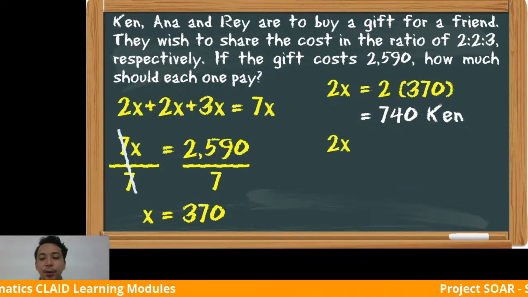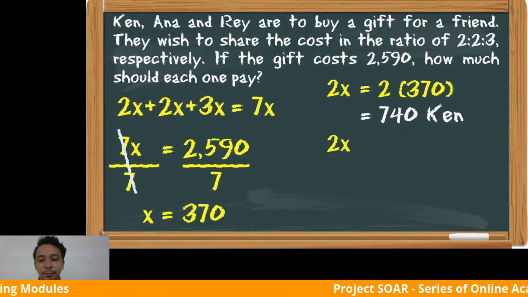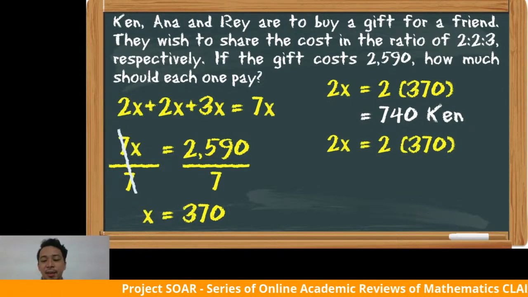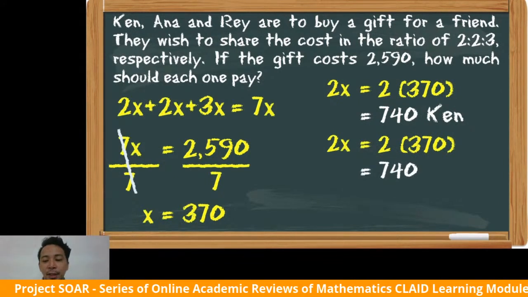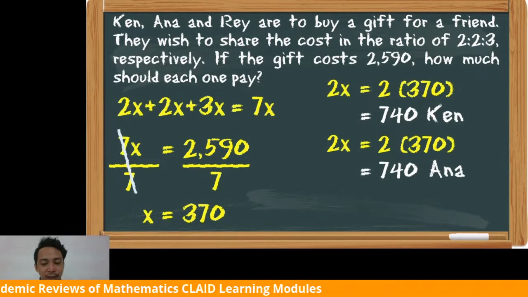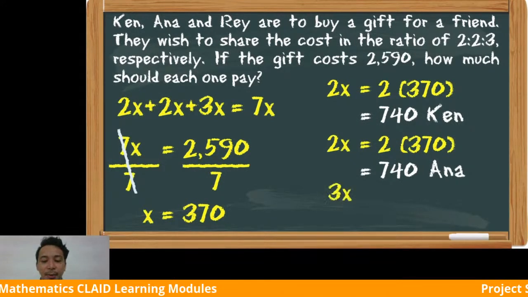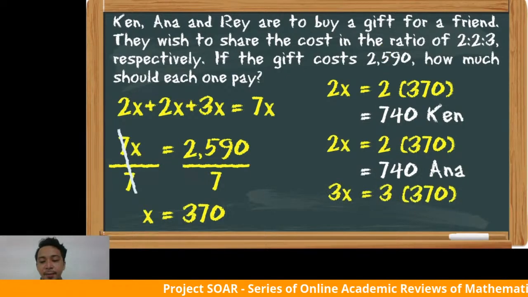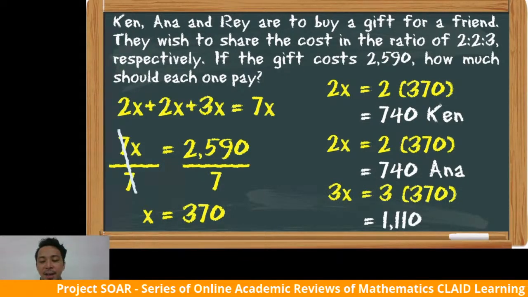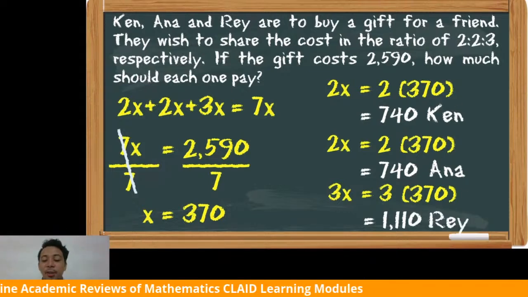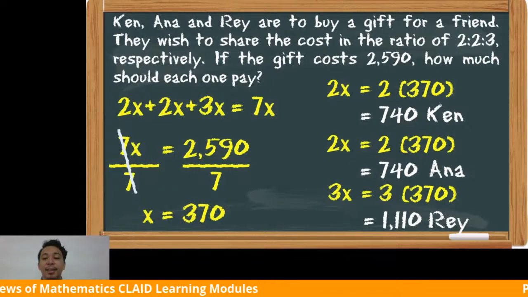So let's have 2x. So we'll have 2 multiplied by the x, which is 370. So this is 740. So Anna will pay 740. And the last one, 3x equals 3 multiplied by 370. So that is 1,110. So Ray will pay 1,110.